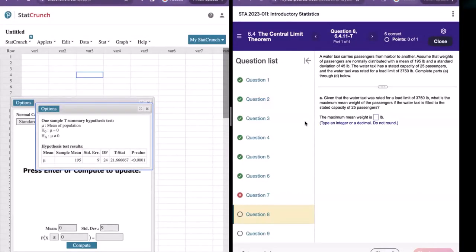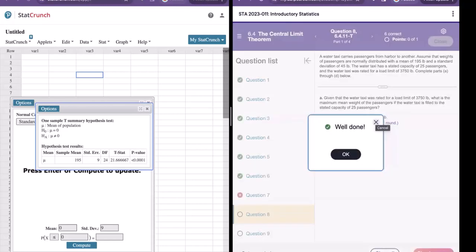Okay, the water taxi carries passengers from... I would personally just do 3750 divided by 25, and that should give you the mean weight. Are you serious? 3750 divided by 25 will give you the mean weight. I do not know why. So when you find the mean, what do you do? Isn't it just the average of all of them? Yes. How do you find the average? You add up all the numbers, right?